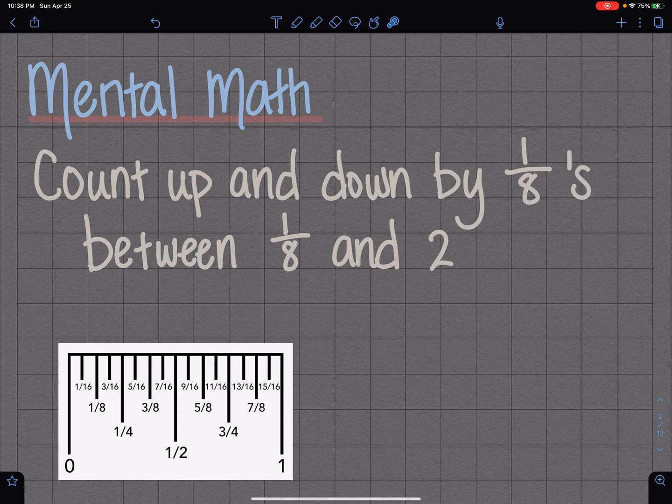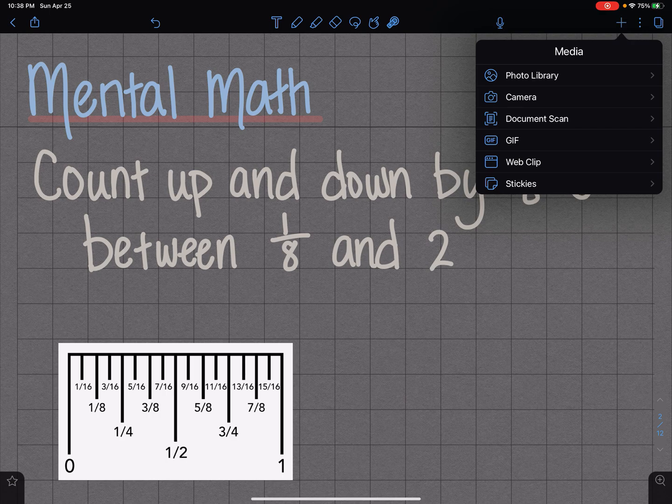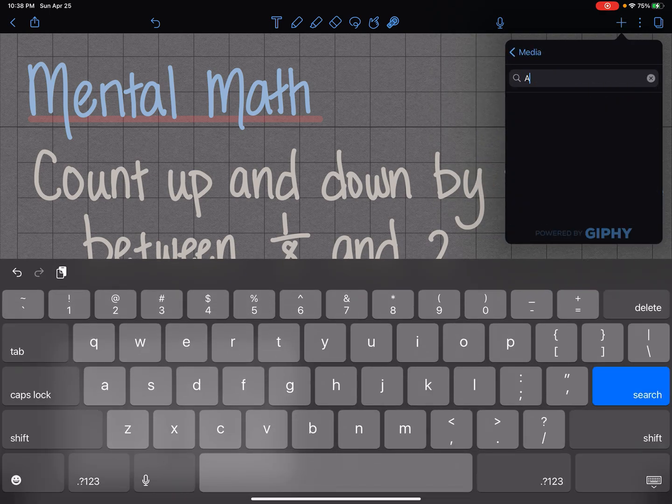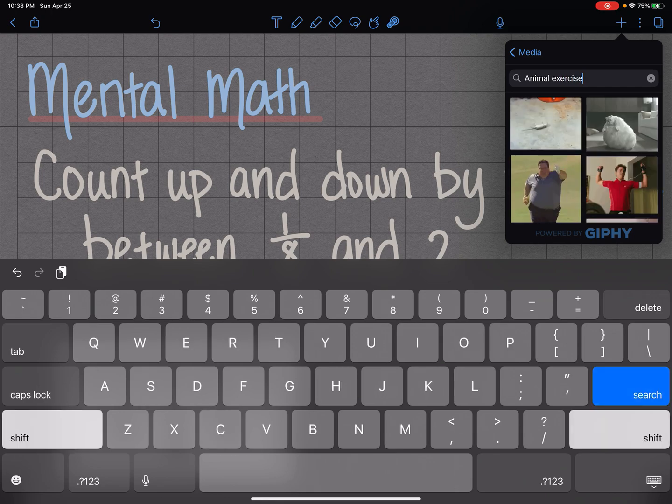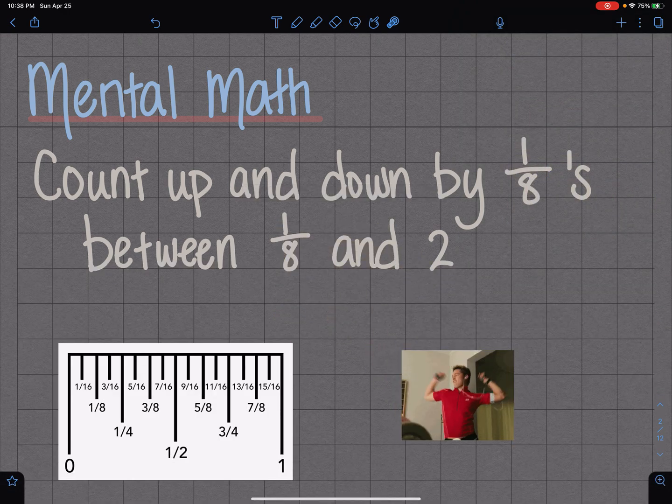Oh man, I just realized I didn't give us a little GIF to count by. I need one. Let's look up some animal exercising because I need that to help me count by 1/8. Okay, I don't see an animal. I'm just going to do this guy. All right, here we go. He's going to help us count along, and we're going to count up and down.